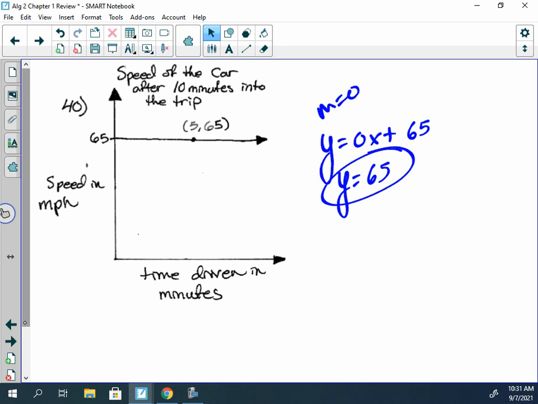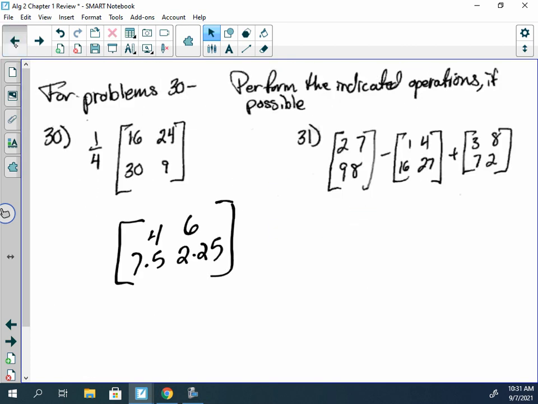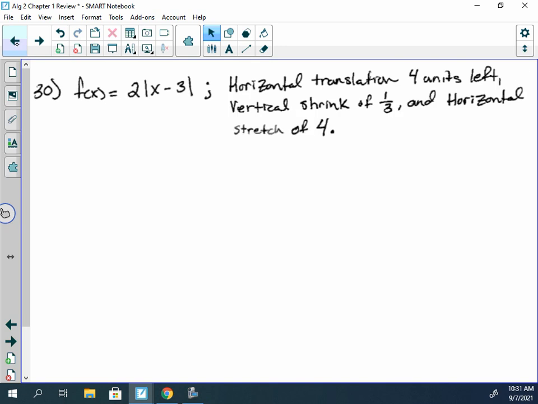Are there any other questions on any other part of the review sheet that y'all want to look at, or anything we didn't look at? Sure. We just start at the top.